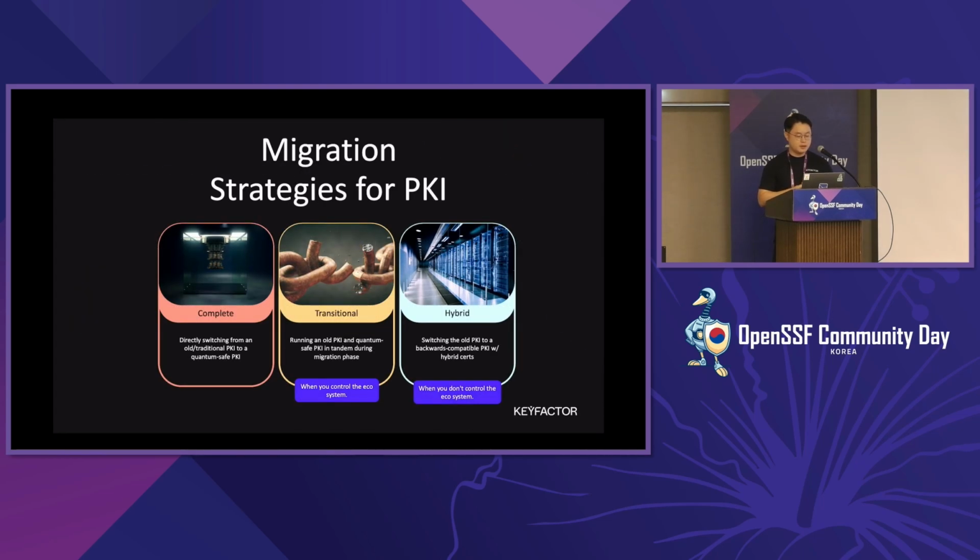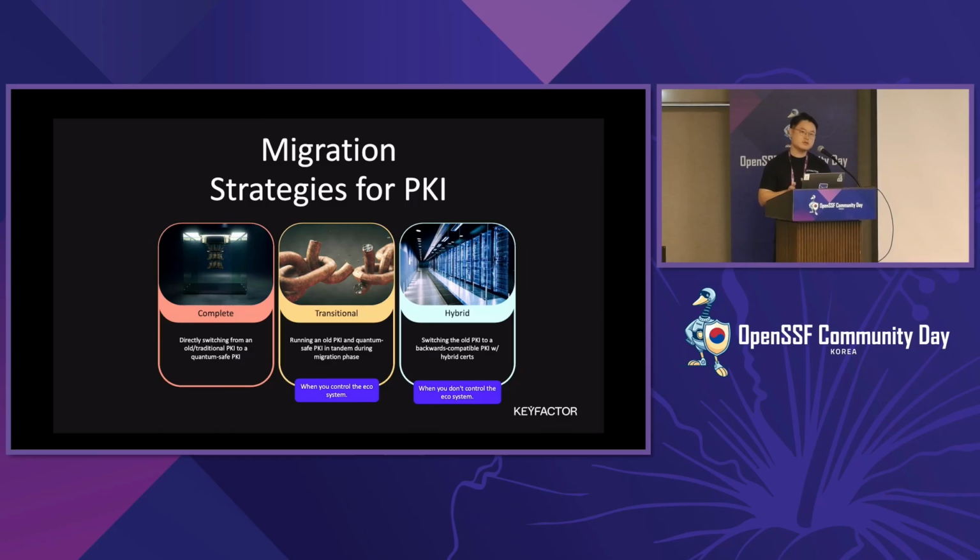So PKI, public key infrastructure, is of course using legacy algorithms, RSA and ECC. Of course, that's a big task for us to migrate PKI to a quantum-safe PKI. So there are a few approaches. Number 1 is a complete migration. So it's basically you switch directly from legacy keys to quantum-safe keys and quantum-safe PKI.